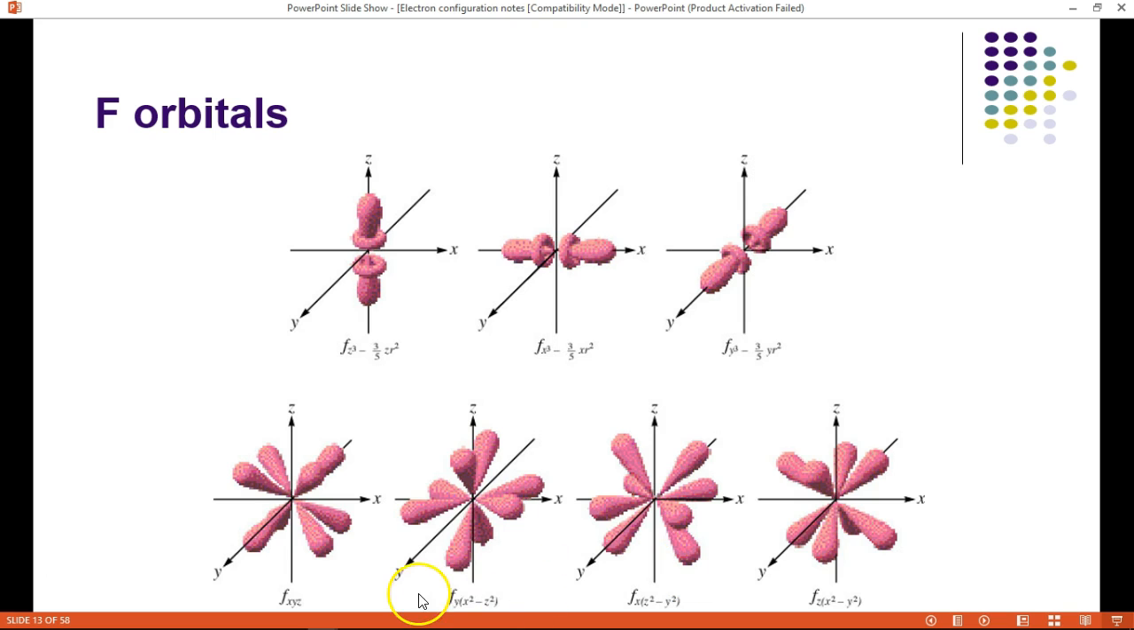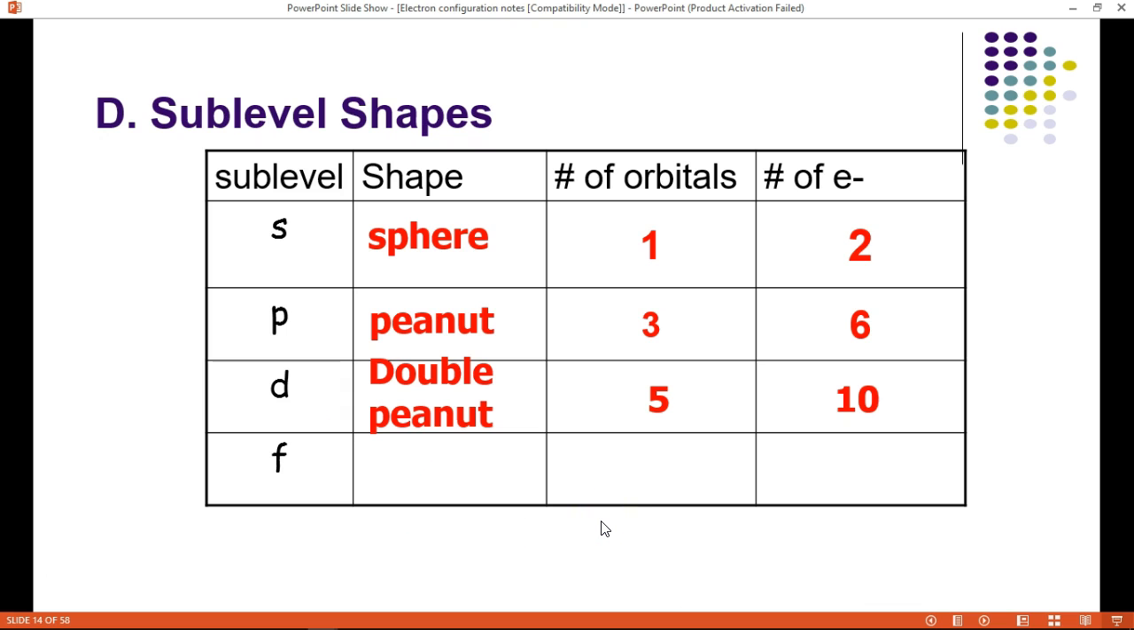All right, the last shape, those are the f orbitals. Those look kind of like flowers down here. These, not so much. That looks like some strange node configurations, but we have 1, 2, 3, 4, 5, 6, 7 of them. Okay, we're going to call them flower, just so you can recognize them.